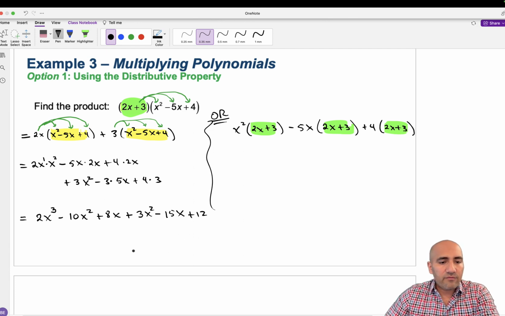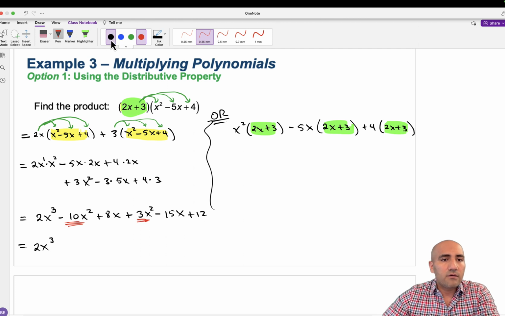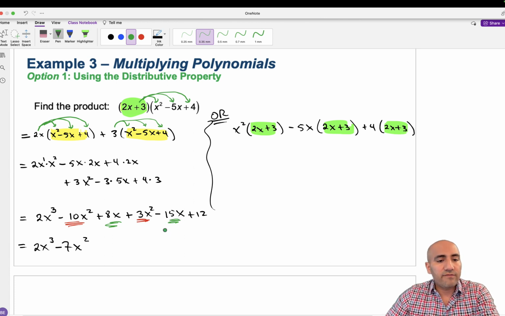And then again, like before, we can combine some like terms. 2x cubed, there's no other powers of 3, so they don't really combine. And powers of 2, we have a minus 10 here and a plus 3. So minus 10 plus 3 gives us a minus 7. So this becomes minus 7x to the second power. And then the powers of 1. So we have an 8x there minus a 15. 8 minus 15 is negative 7.